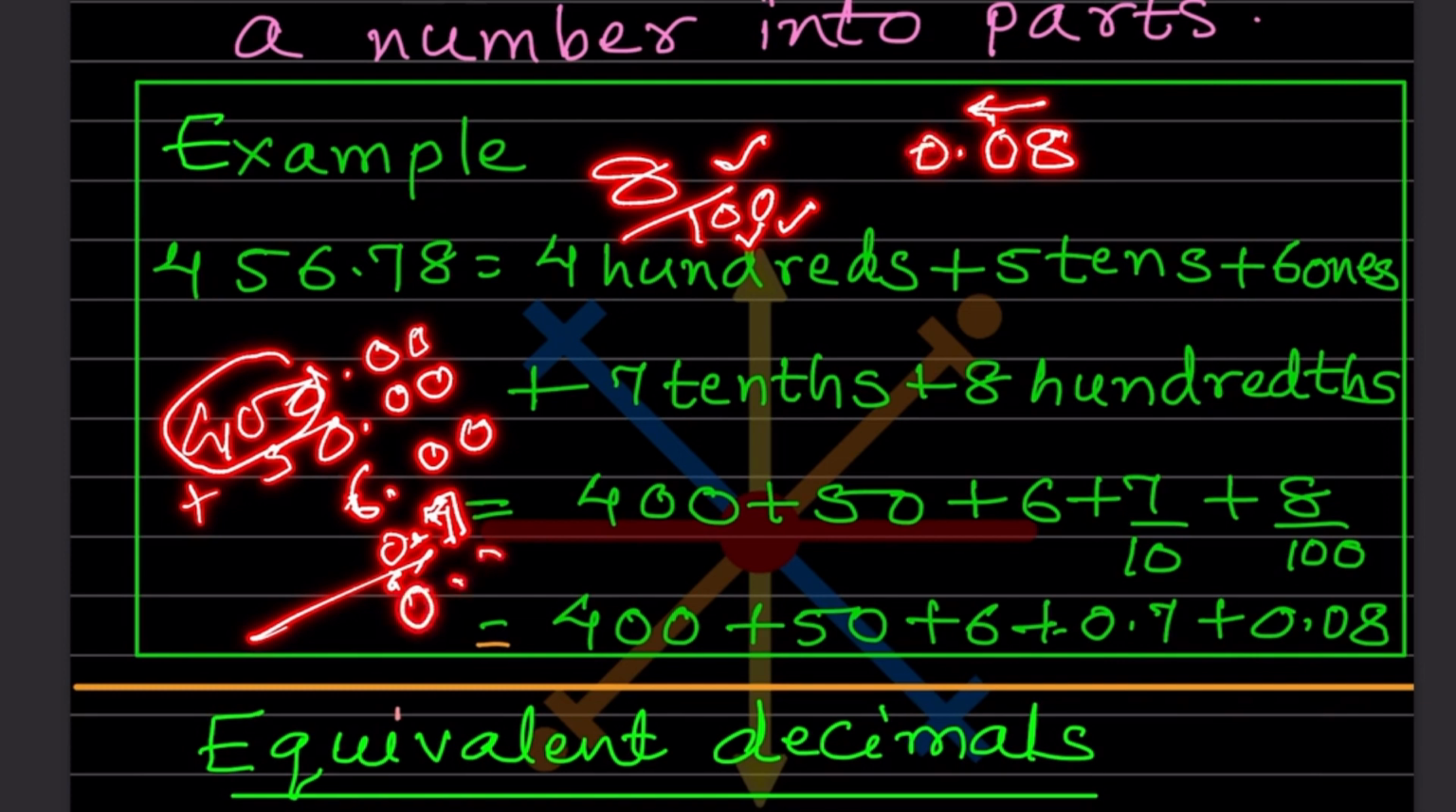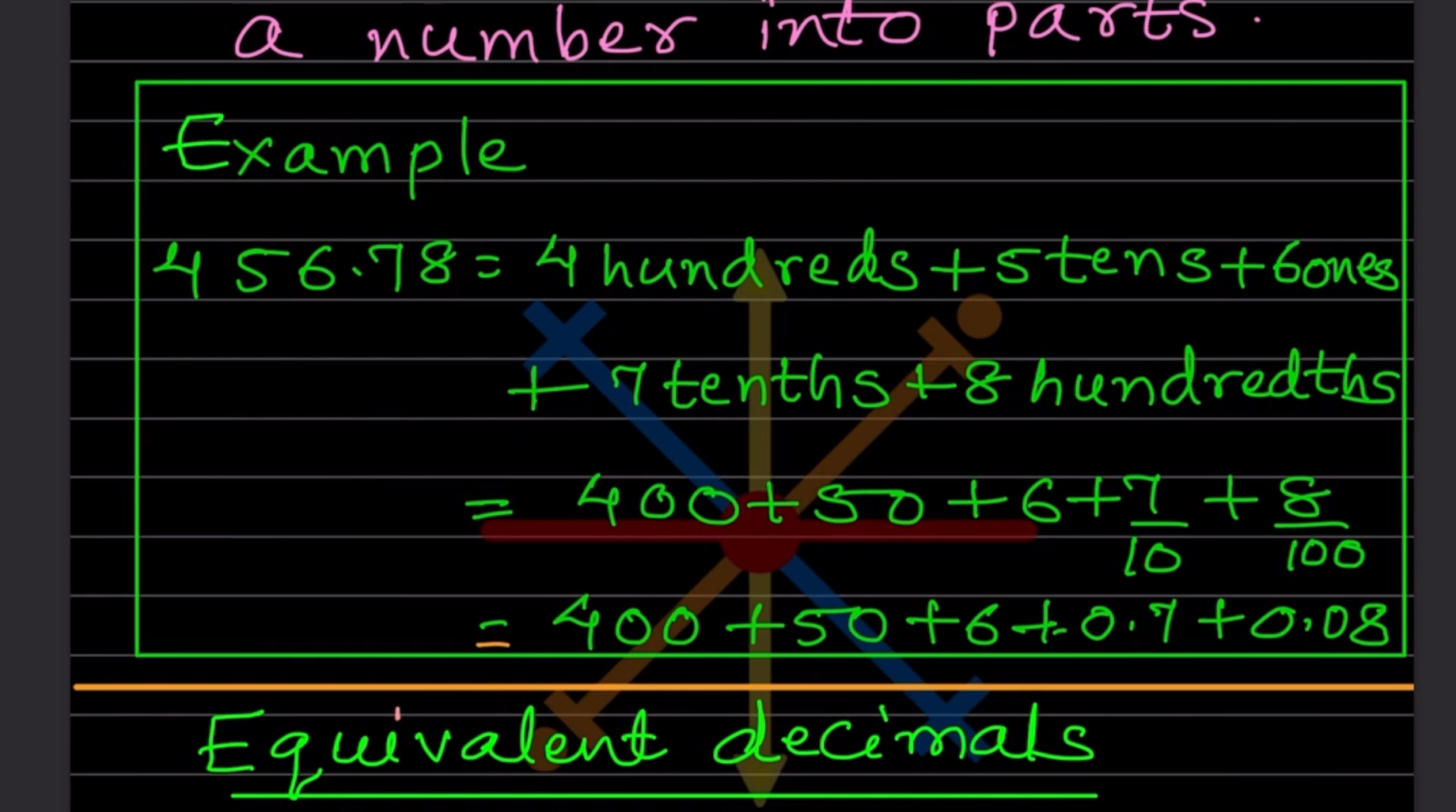So 0.7 and 0.08, you are going to add all of these in the vertical way, so you get the correct answer. So it is going to be 456.78. We just had to expand it, but I showed you how you got that number. So this is the same: 7 by 10 means 0.7, 8 by 100 means 0.08.